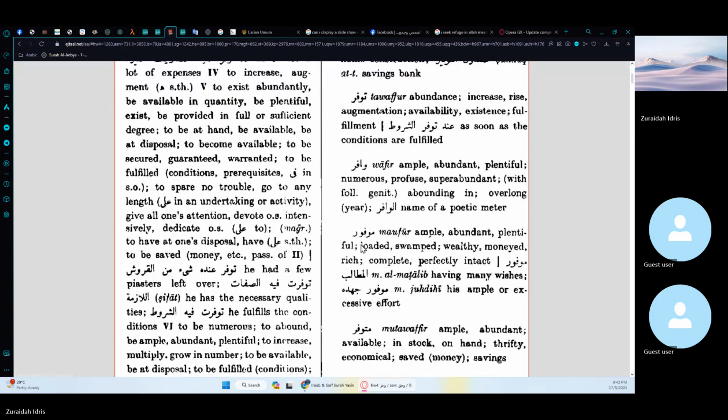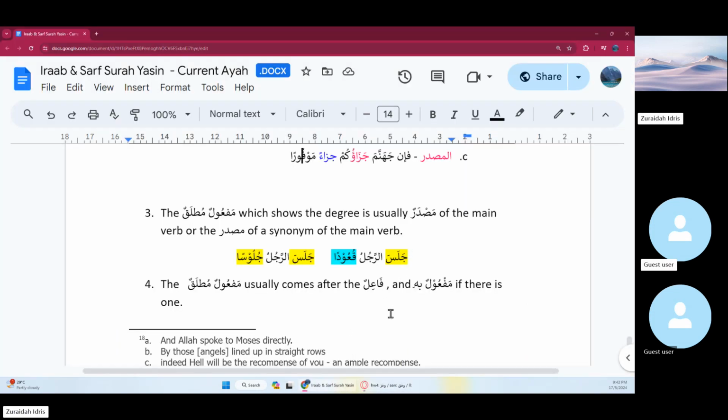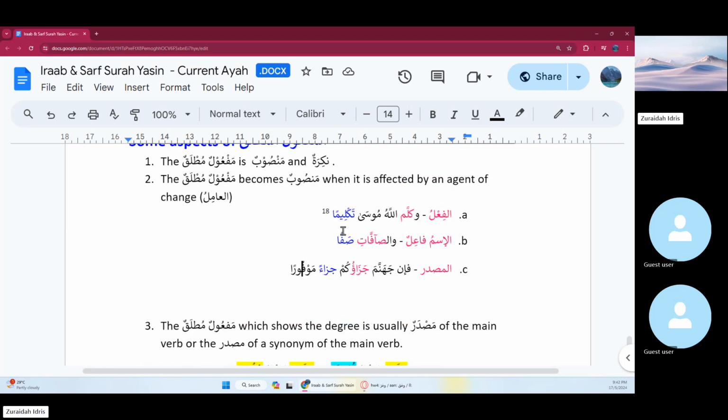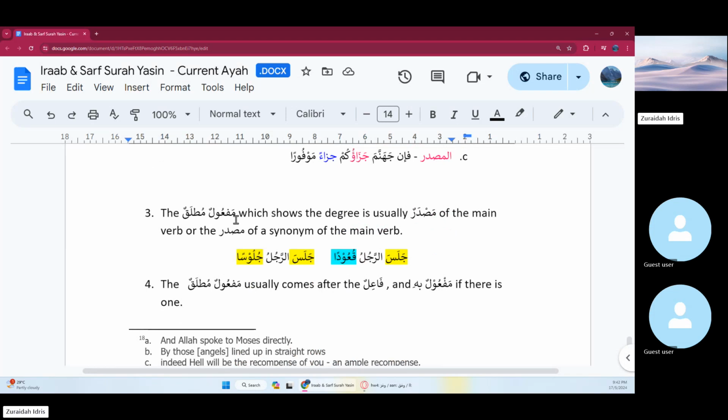Alhamdulillah. Yeah, ample, abundant, plentiful. So that's the meaning. Okay. So these are the things that can make it mansub. And then the maf'ul mutlaq shows the degree, it is usually the masdar of the main verb, or it has the same meaning as the main verb.